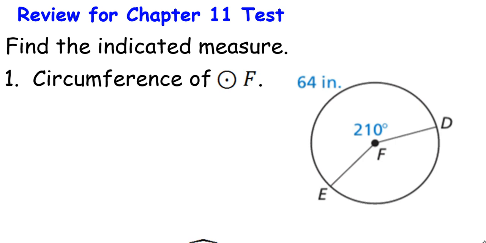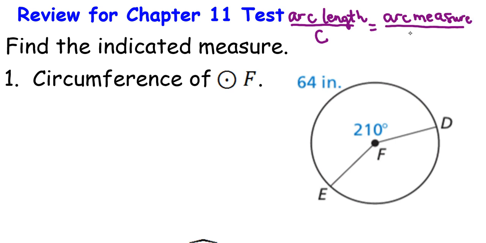Find the indicated measure. Number one has us looking at the circumference of circle F. This type of problem, along with the second problem that's also on the same slide, has us working with the same proportion. It should be arc length over circumference, which we'll label as a capital C, is equal to arc measure, always written as a degree measurement, divided by 360 degrees.